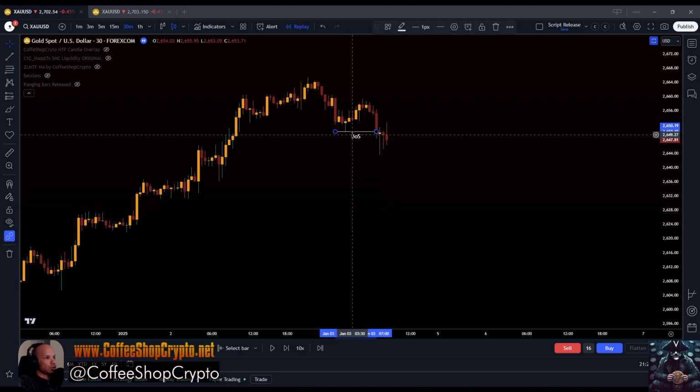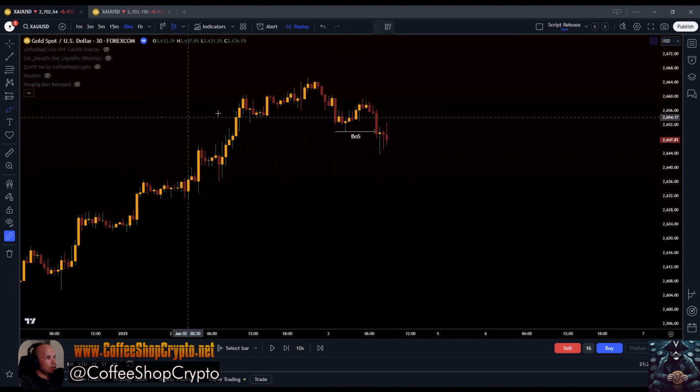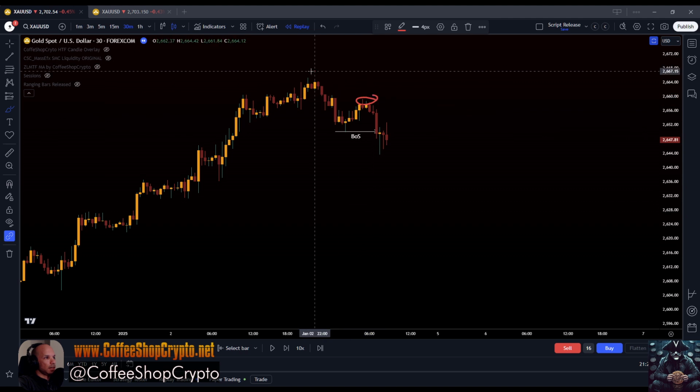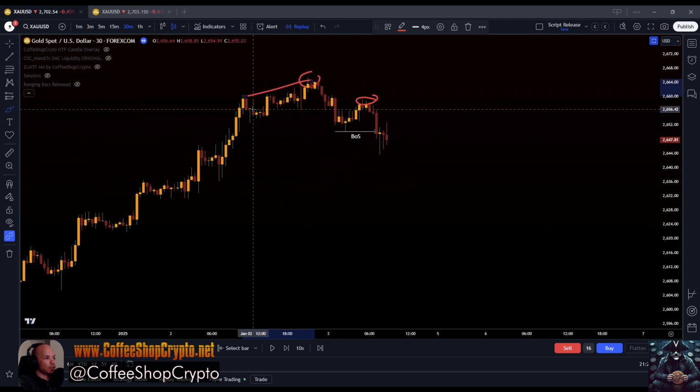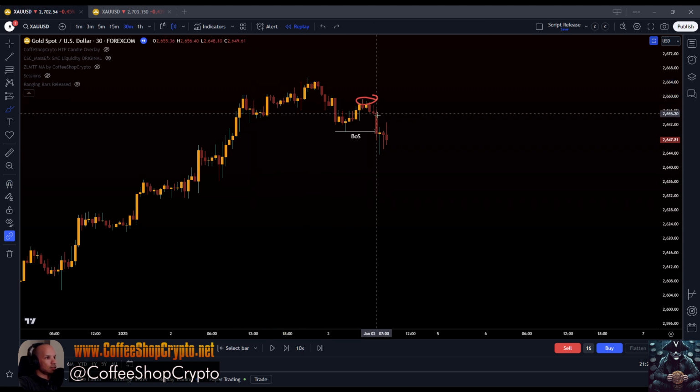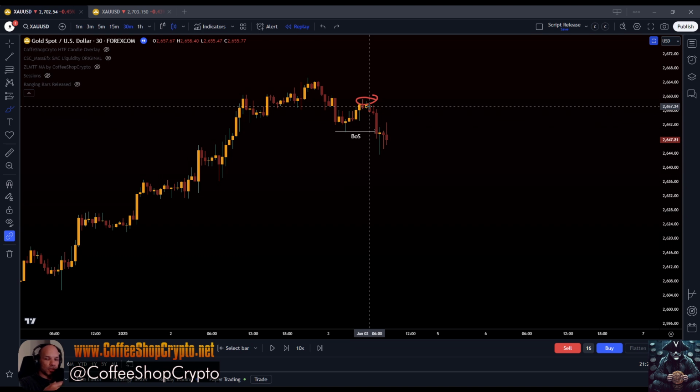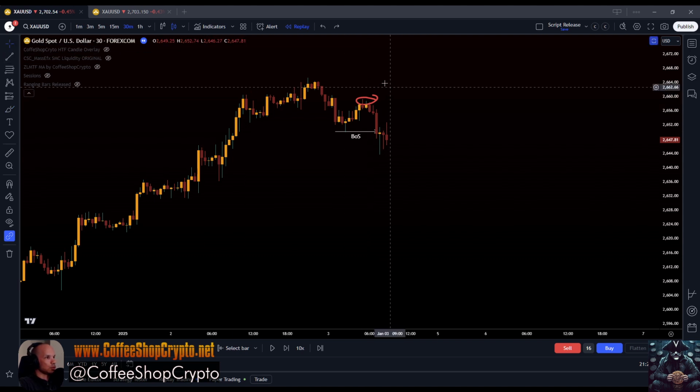But this structure was broken with a lower high, right? Not a higher high, because this high is higher than this one, right? This structure was broken with a lower high. So this tells me the market is coming to a stall. It's breaking its uptrend. It's trying to flip over, okay? That's essentially what's happening there.